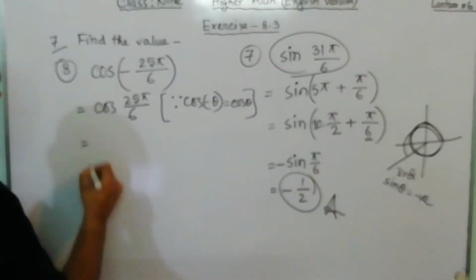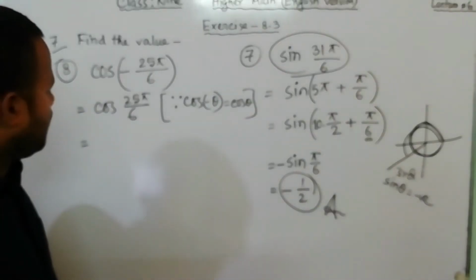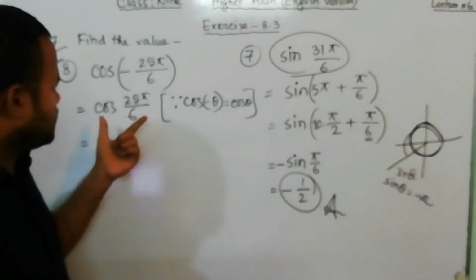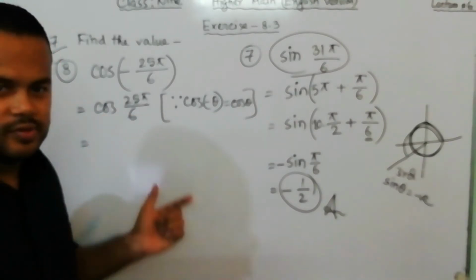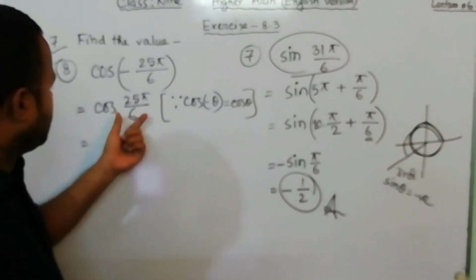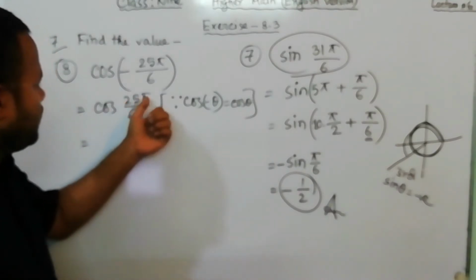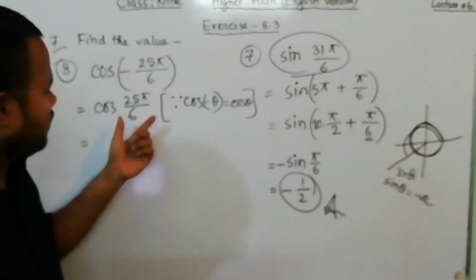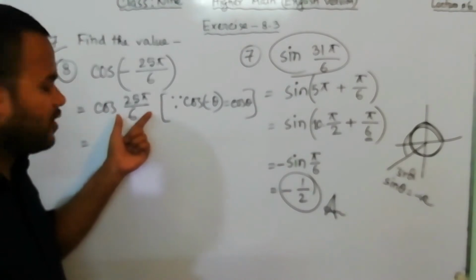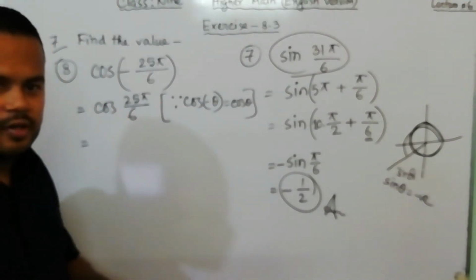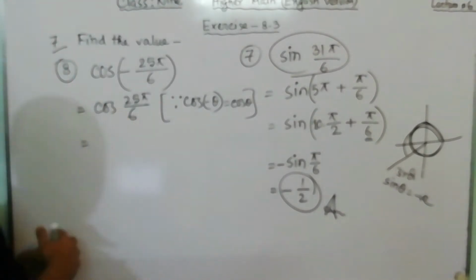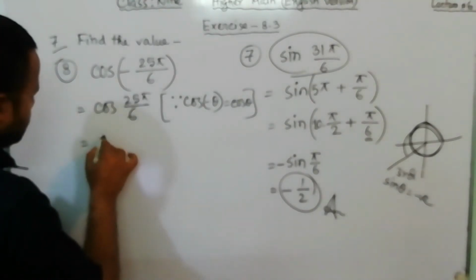Okay, now I think this is a very easy one now for all of you. Here we have 25 pi by 6. We have to convert this angle into two terms, two parts.